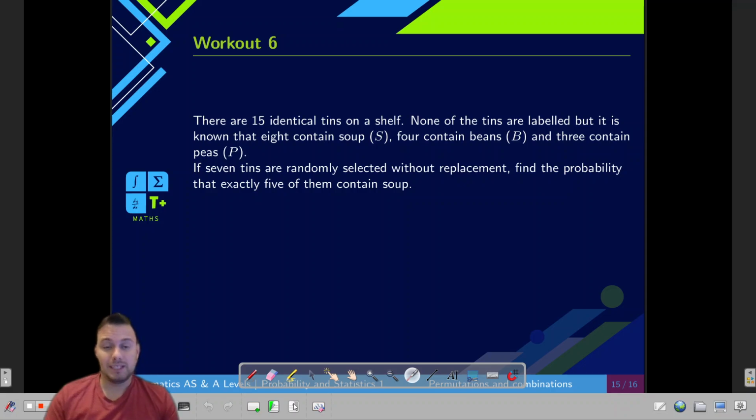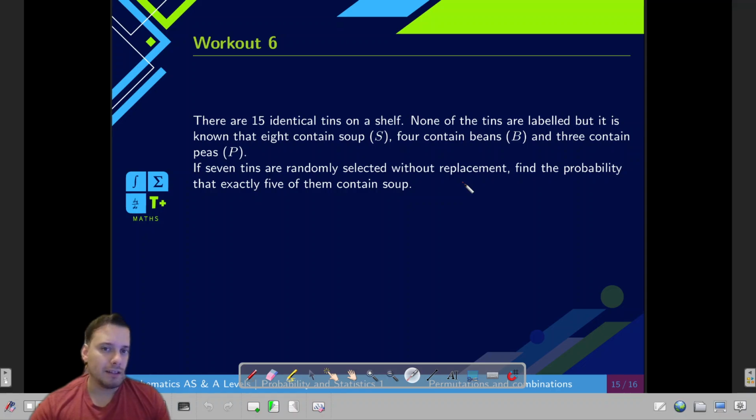Imagine that we have 15 identical cans on a shelf. We know that they're not labeled, but we know about their content. We know that 8 have soup, 4 have beans, and 3 have peas. And we are going to be selecting 7 cans without replacement. That just means that once I take one out, I'm not going to be putting it back again, just to make things simpler. And what we want is to find the probability that exactly 5 of them contain soup.